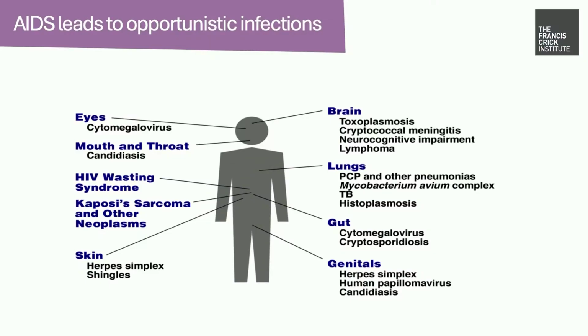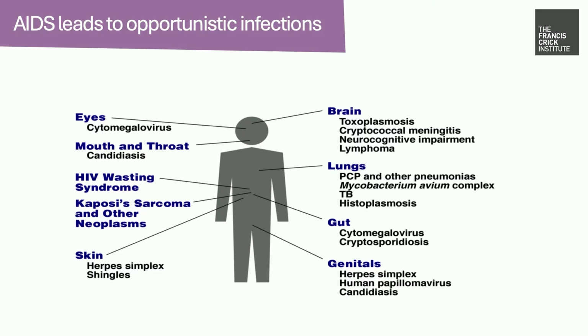But the number of cases started stacking up. Mainly these were young, otherwise healthy, often gay men, and they were coming into hospital with what we call opportunistic infections. These are infections that normally wouldn't cause a healthy person any serious problems, so things like thrush. But in either the very young or the very elderly, or importantly, in people with a weakened immune system, these can actually be fatal.